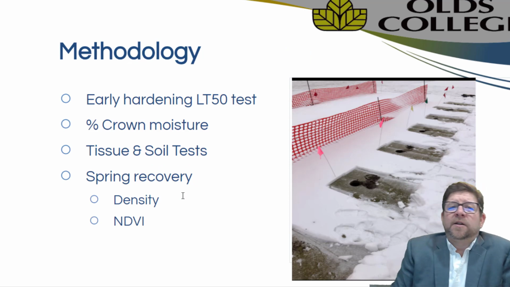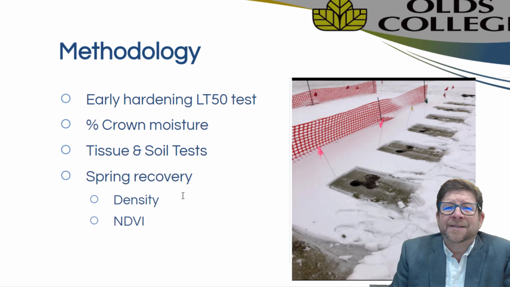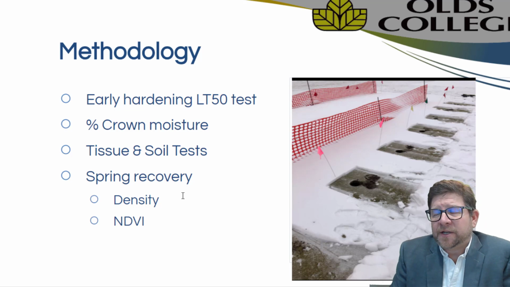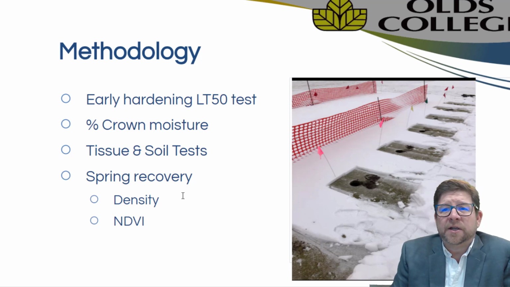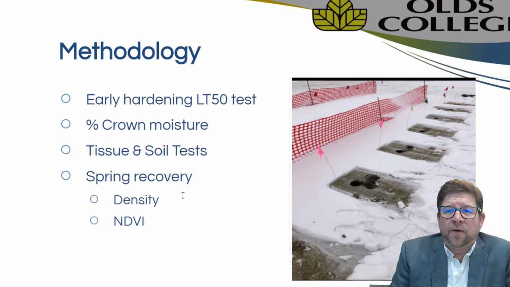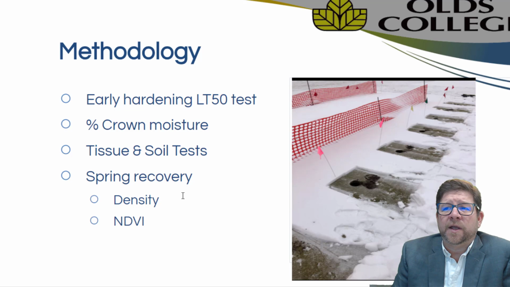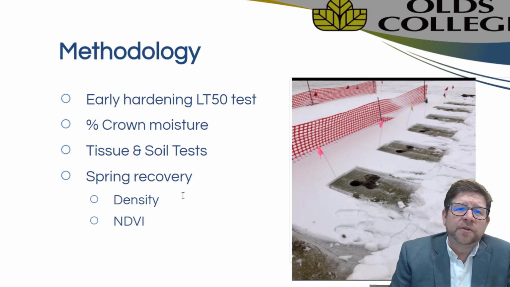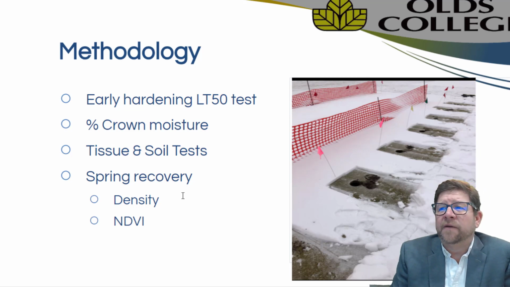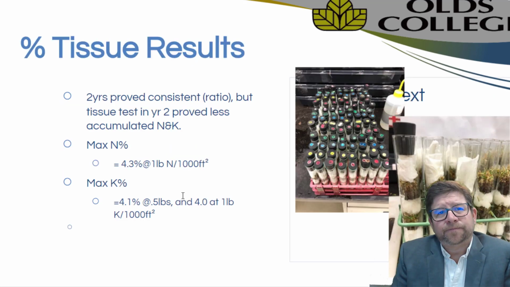So the methodology included early hardening and LT50 testing, that's lethal temperature testing, where we tested each sample from each plot or treatment in a controlled environment and determined what temperature killed half of the population. That's lethal temperature to kill half the turfgrass population. We also measured crown moisture. We took tissue and soil tests and compared that data with our spring recovery data in density and NDVI, which is essentially color.